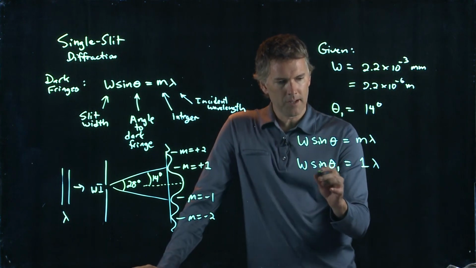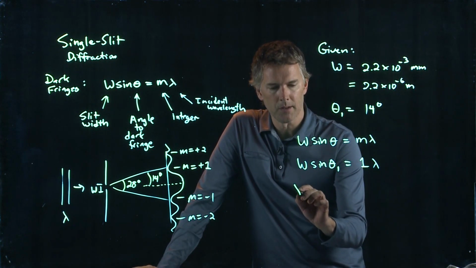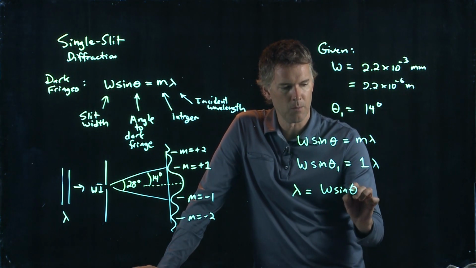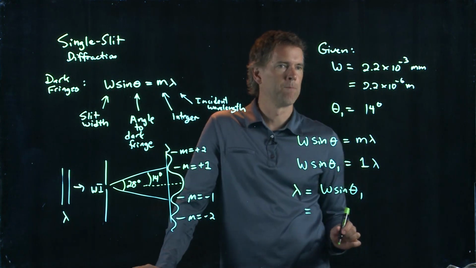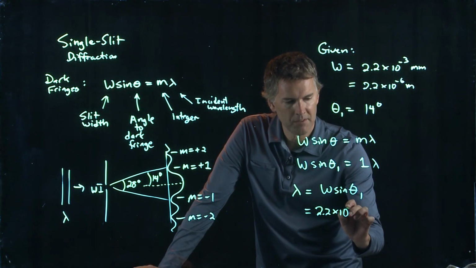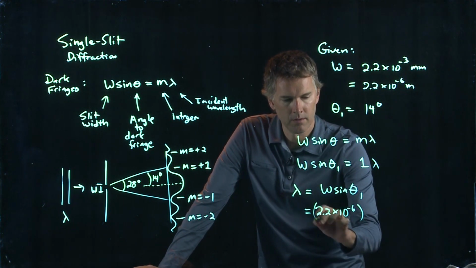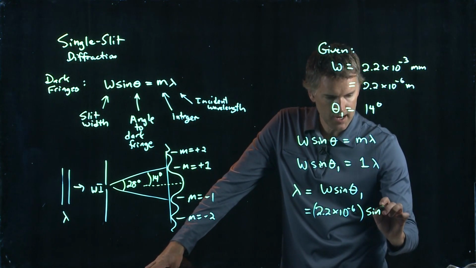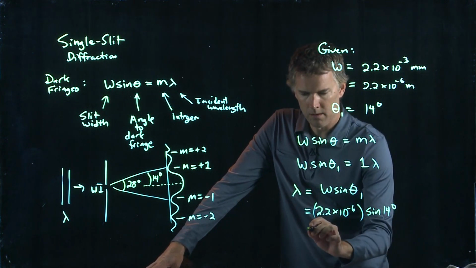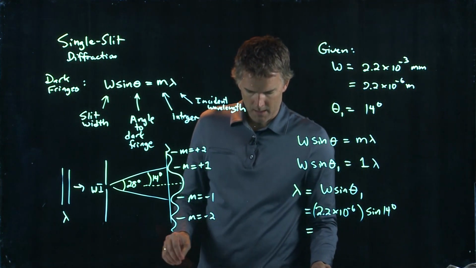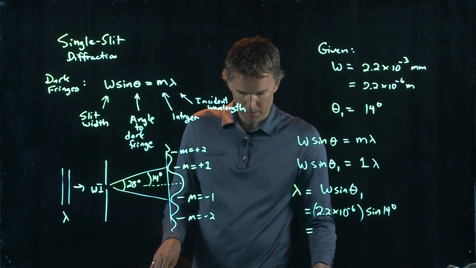All right, it looks like we have enough that we can calculate lambda. Lambda is just w sine theta 1, and now we have all those numbers. W is 2.2 times 10 to the minus 6 meters. Theta 1 is 14 degrees. We're going to take the sine of 14 degrees. Somebody punch that into your calculator and tell me what you get, and we'll see if I can earn some homework points.